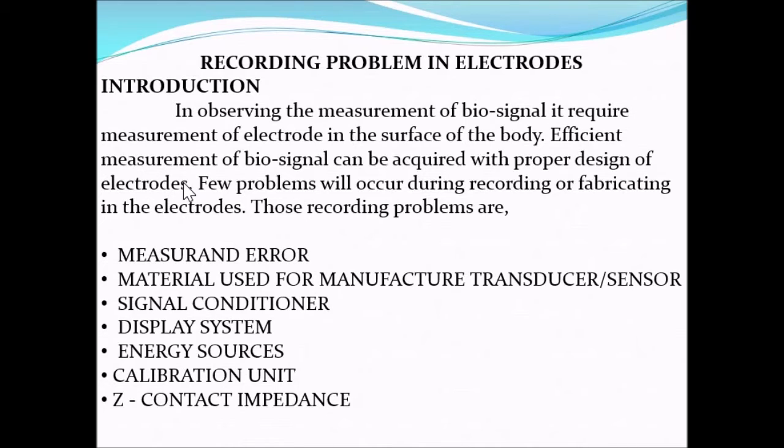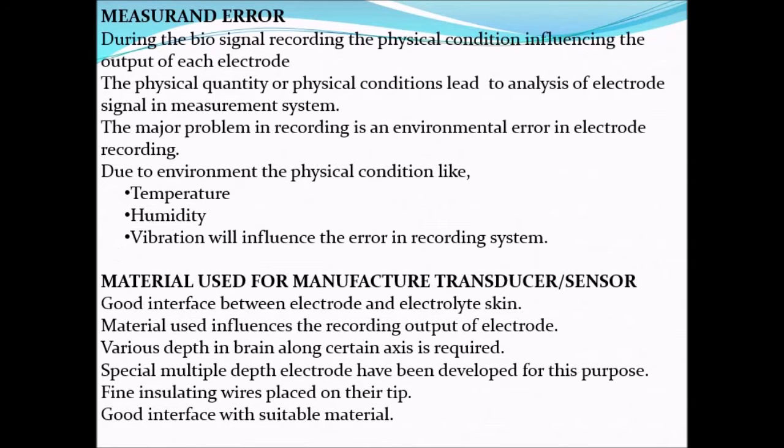First one is measurement error. Next one is the material used for fabrication of transducers and sensors. Next one is the signal conditioner and display system. The calibration problem will also occur. And finally, the contact impedance. So we will have a small glance at each and every topic.